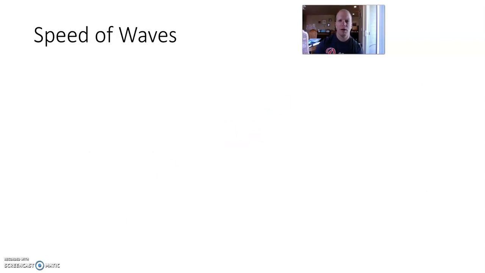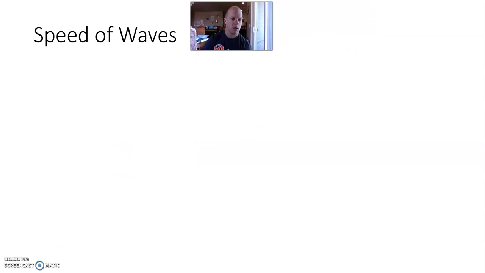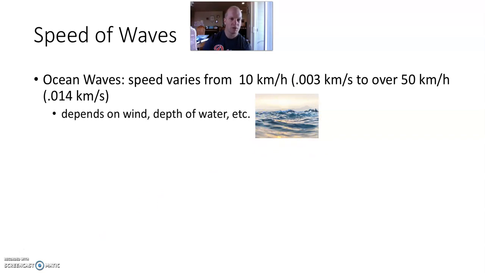Okay, let's talk a little bit about the actual speed of waves. How fast do waves actually move? If we think of waves, one of the first things that comes to mind for me is ocean waves or water waves. I looked this up, their speed varies anywhere from 10 kilometers per hour to over 50 kilometers per hour. I'm just talking about regular ocean waves, not tsunamis or anything crazy like that. Those can travel a lot faster, actually. But regular ocean waves, 10 to 50 kilometers per hour, right?